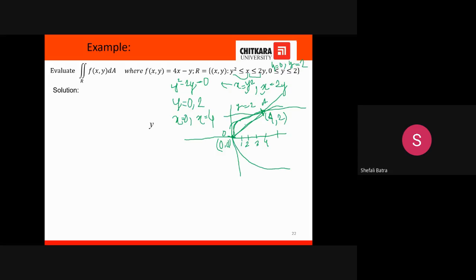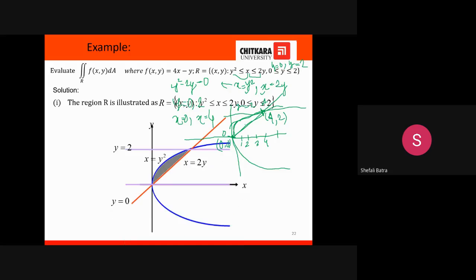Now I'll show you in the picture here. This is your parabola, x is equal to y square. This is your line, x is equal to 2y, and this is the line y is equal to 2, and this is x-axis. So this is the region bounded by all these four. This gray one is your region of integration. Is it clear? First of all, you need to draw the region, write all the intersecting points, and then you will write the limits.